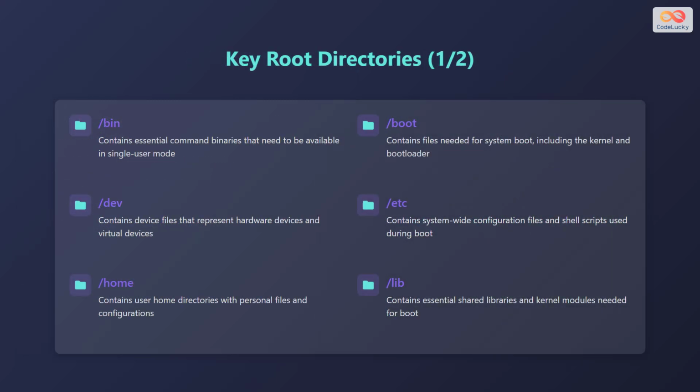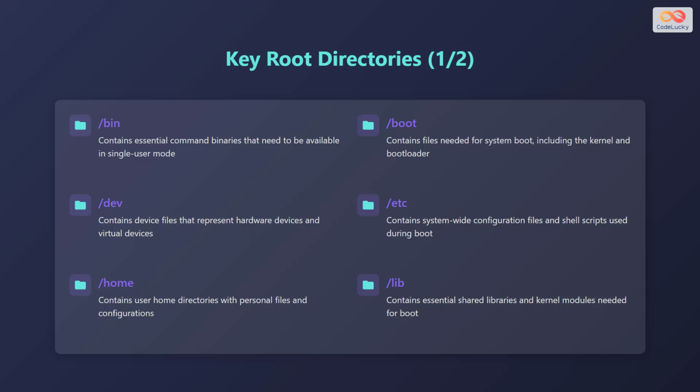Let's explore some of the key root directories that form the foundation of the Linux file system. First, the /bin directory. It contains essential command binaries that need to be available in single-user mode, such as ls, cp, and mv. Next, the /boot directory contains the files needed for system boot, including the kernel and bootloader, ensuring that the operating system can start correctly.